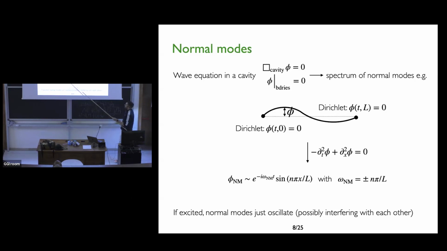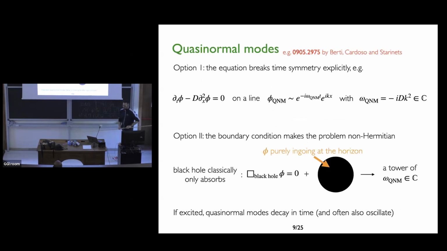So of course, if we start with some PDE, say a wave equation in a cavity, and we introduce, say, Dirichlet boundary conditions at the boundaries of this cavity, which defines the cavity in the first place, then we can seek a spectrum of normal modes, and this is something that everybody knows from undergrad physics. And if excited, these normal modes just oscillate. And if there is interesting physics, this interesting physics comes from interference between these modes. So the amplitude of each mode is always constant, right? The only thing that changes is basically the phase.